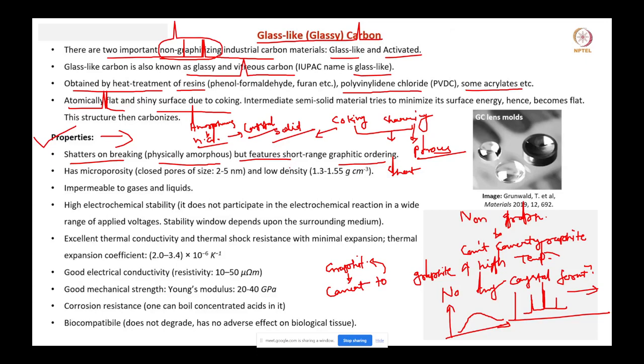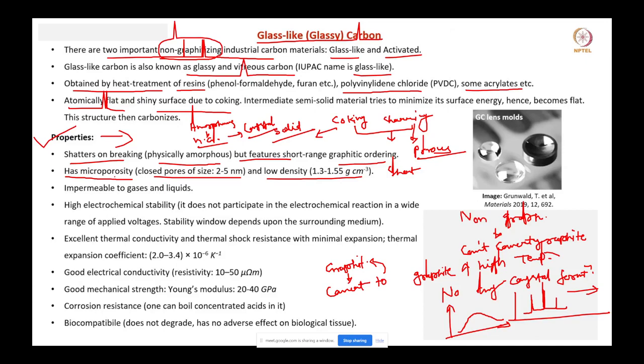But it features short range graphitic ordering. If you remember, when I was discussing graphitic ordering in previous lectures, there is some ordering, so basically it attains a short range. The second is that it has micro porosity, closed pores of size 2 to 5 nanometer, and low density. It has a very low density of 1.3 to 1.5, but it also has micro porosity.